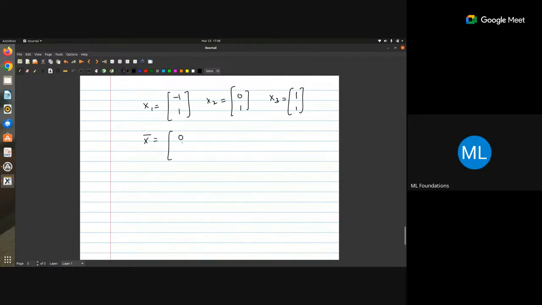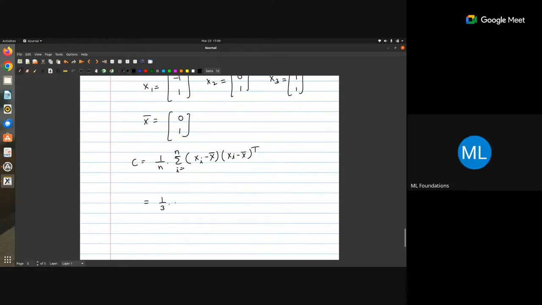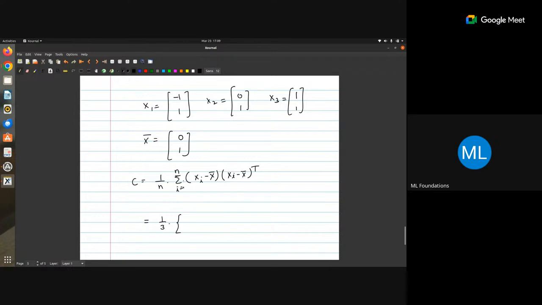It will be 0 and 1. What is the covariance matrix? The generalized equation is 1 by n times the summation, i going from 1 to n, of (xi minus x bar) into (xi minus x bar) transpose, right? Yes, sir. Here in this case, it's 1 by 3. Xi is x1 minus x bar transpose. So what is x1 minus x bar? Minus 1 minus 0 is minus 1, and 1 minus 1 is 0, and the transpose of this vector is minus 1, 0.